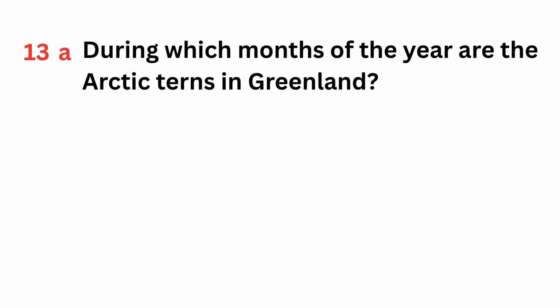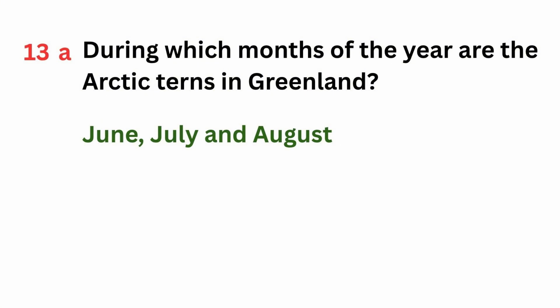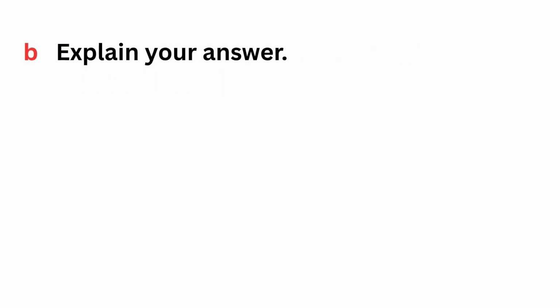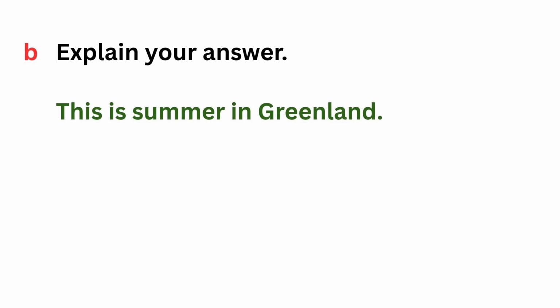Question 13a. During which months of the year are the Arctic terns in Greenland? June, July, and August. B. Explain your answer. Because this is summer in Greenland.